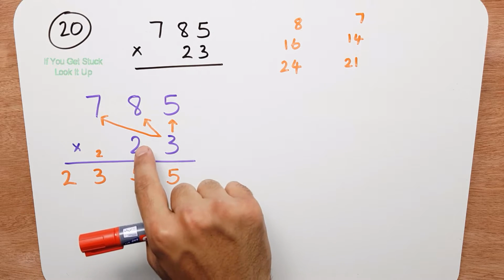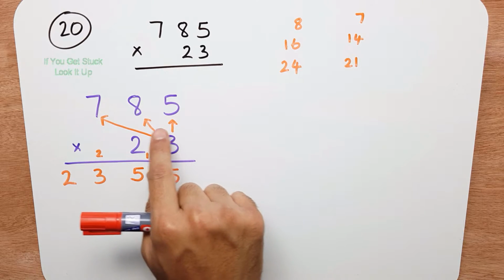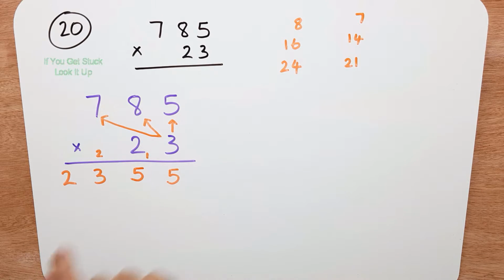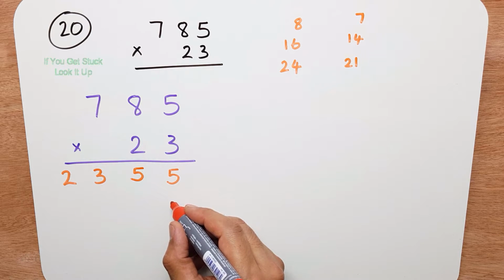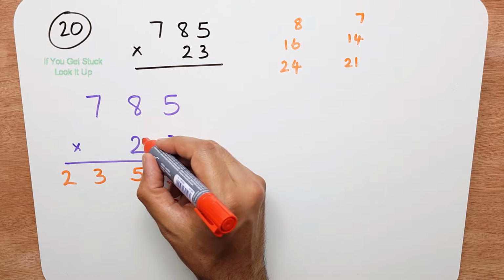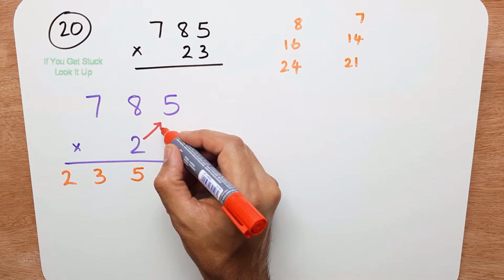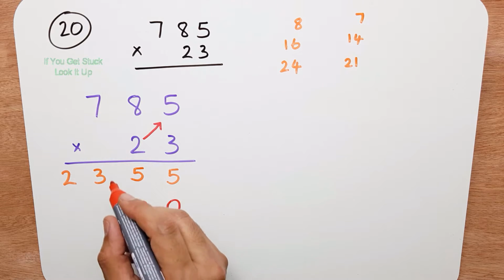Now we need to move on to the next column. So I'm just going to rub all these off to make it easier. Now because we've moved on to the next column, we're going to put a placeholder or a helper 0. Our first calculation is 2 times 5, which is 10. So we put the 0 down, carry the 1 over to the next column.